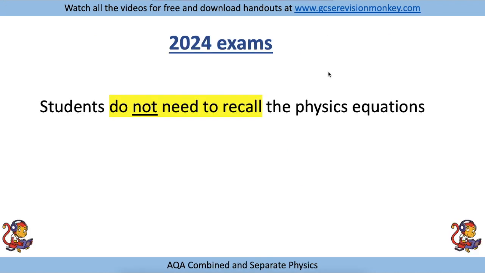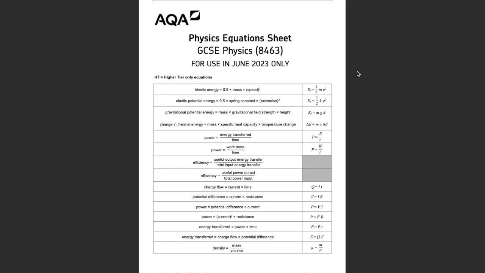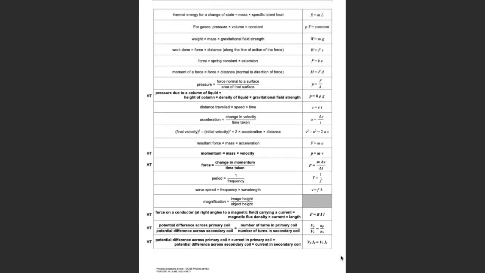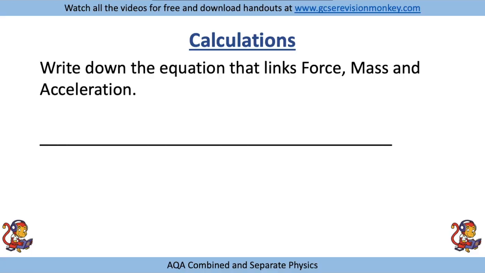As you are all probably aware, you do not need to recall the physics equations. So this is what your physics equation sheet will look like. It has all of the physics equations on there for you. You will need to use the physics datasheet with the equations on to write down certain equations. For example, this says write down the equation that links force, mass and acceleration. So you'd look for the words force, mass and acceleration on the datasheet and write down the correct equation.